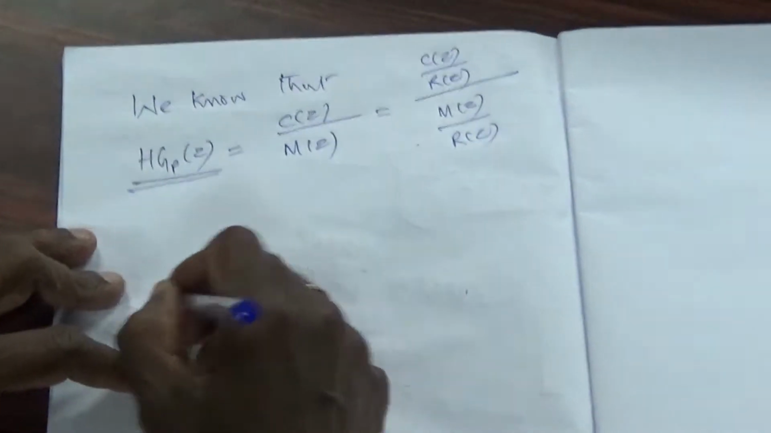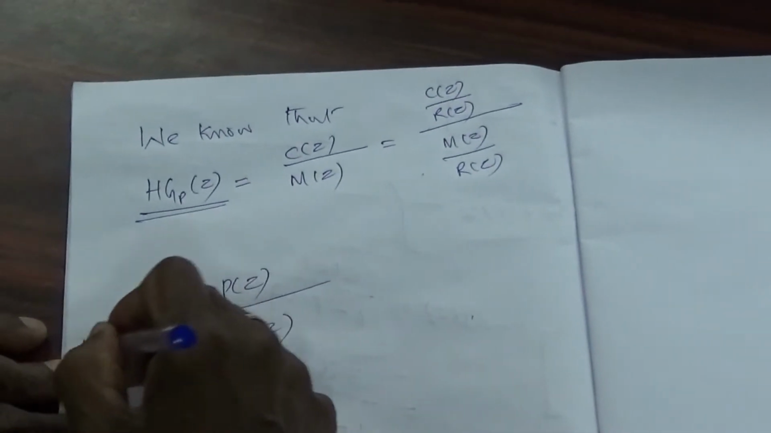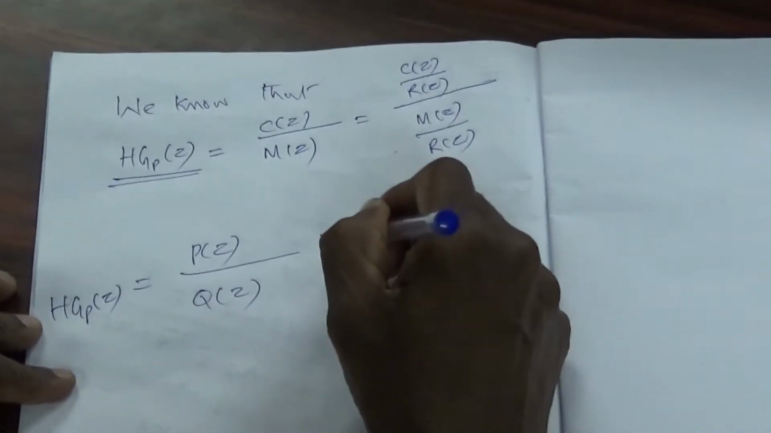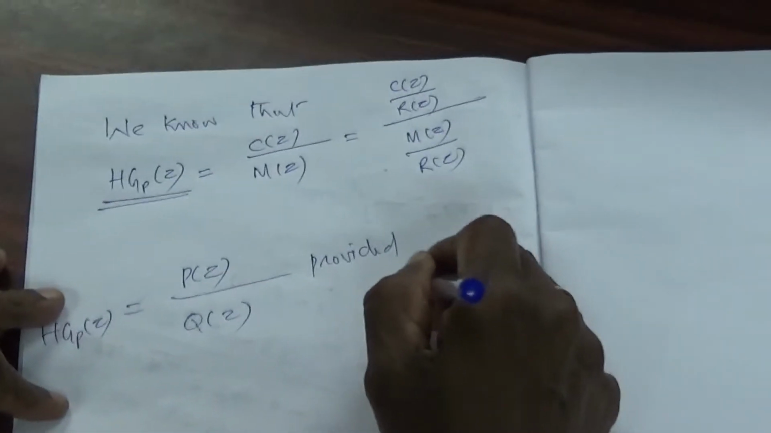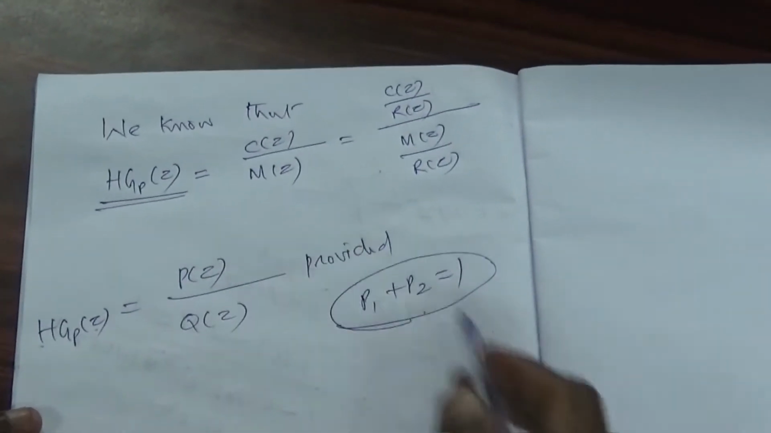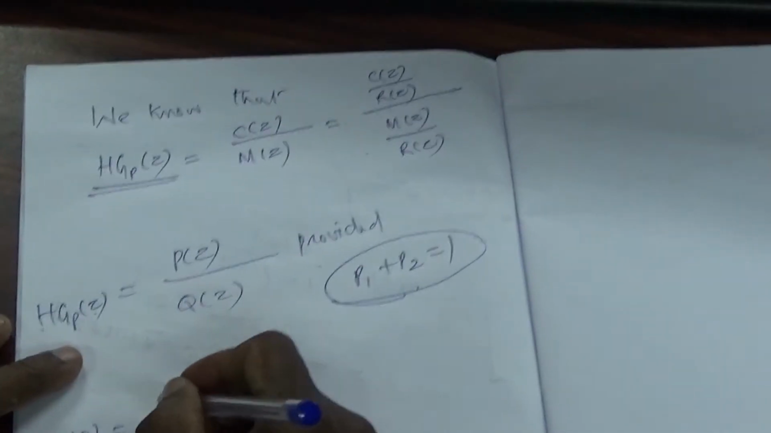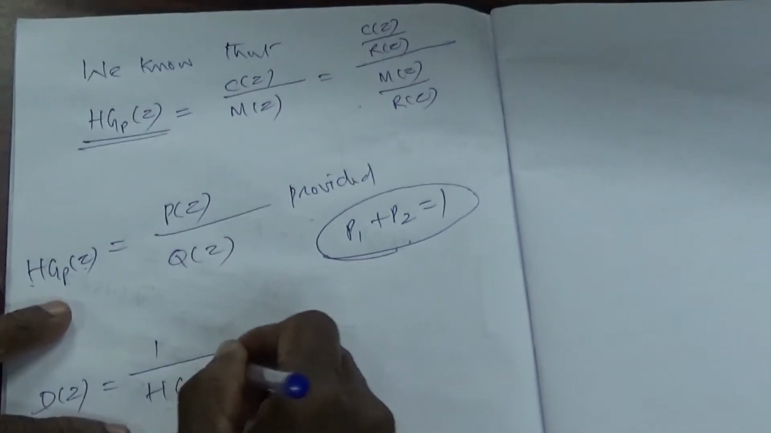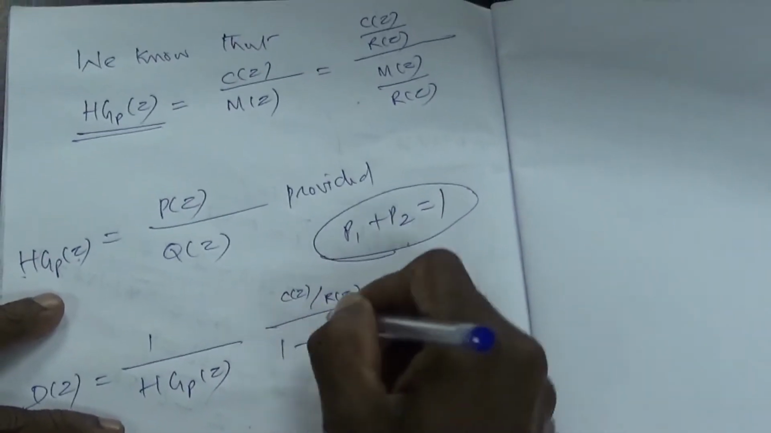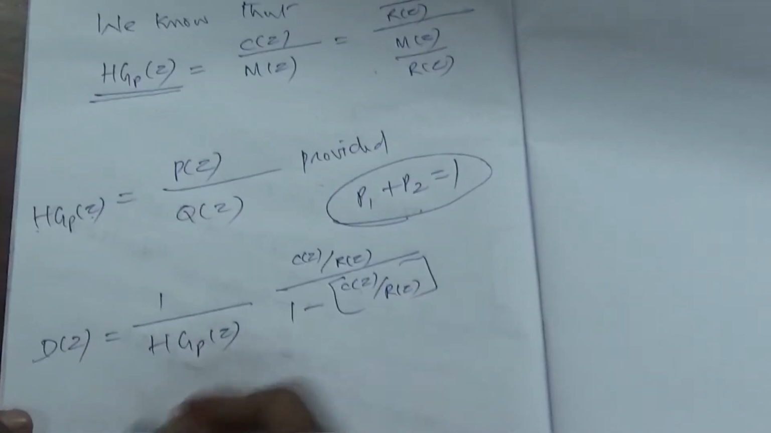Already we proved that C of z by r of z is p of z and m of z by r of z is q of z. Therefore HGP of z can be written as p of z by q of z, provided p1 plus p2 must be equal to 1. If this condition satisfies, then HGP of z can be written as p of z by q of z. Also we know that d of z equal to 1 by HGP of z, C of z by r of z upon 1 minus C of z by r of z. This is also we know. This is how we got.